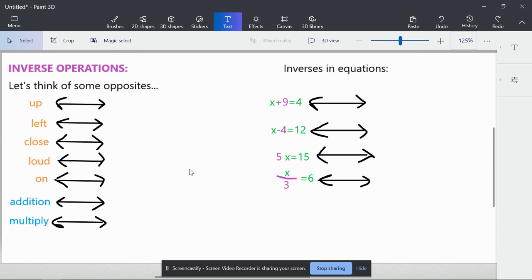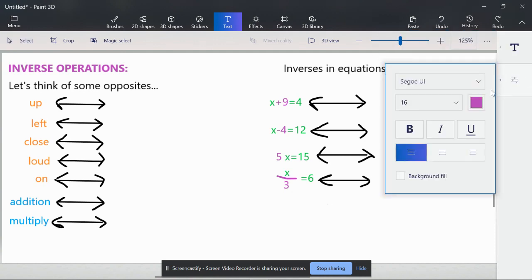Okay, so today we are going to talk about inverse operations, which is going to lead us into talking about how to solve one-step equations. So I just wanted to start by thinking of some opposite words, just to get our brains going in the right direction, because opposite is another word for inverse.